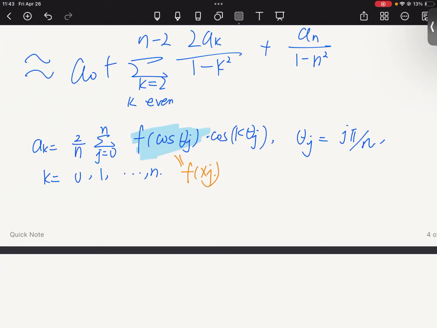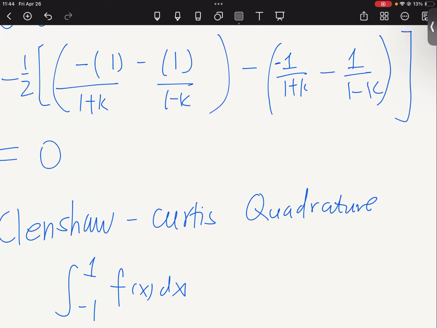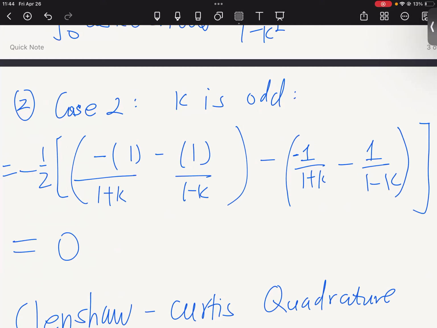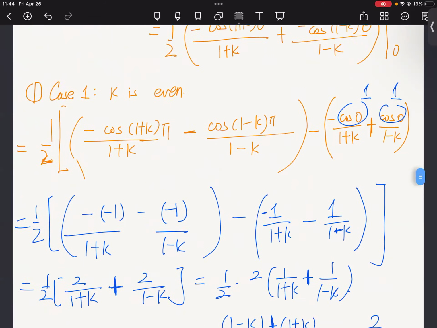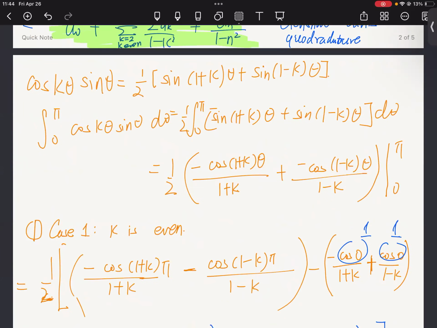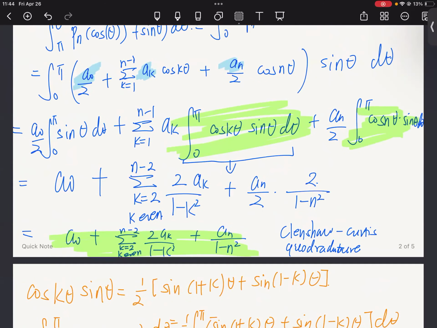Did you forget to multiply a_n over 1 minus n squared by 2? Which one? If you scroll up. Yeah, where it's highlighted, plus a_n over 1 minus n squared. What we divide. Oh yeah, we divided that.